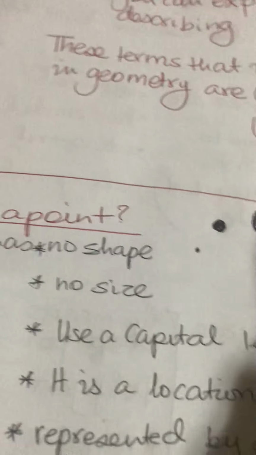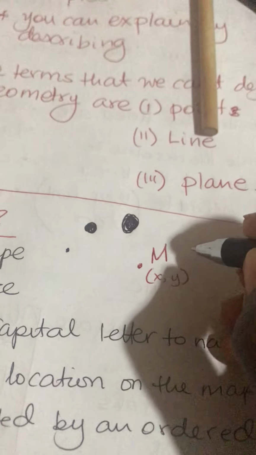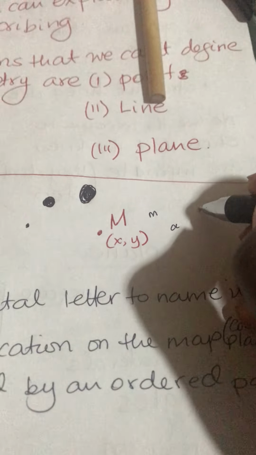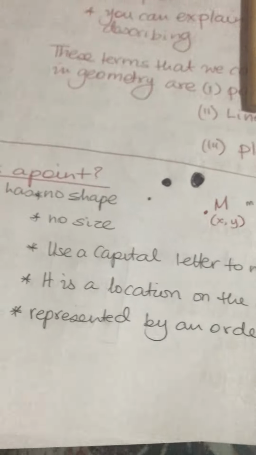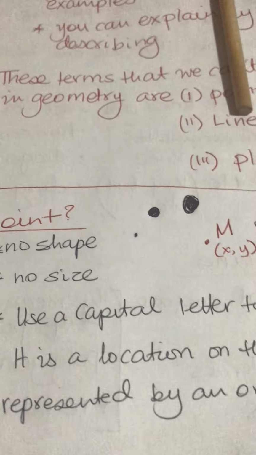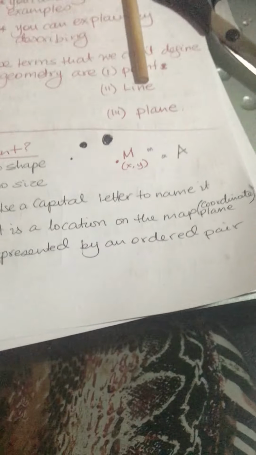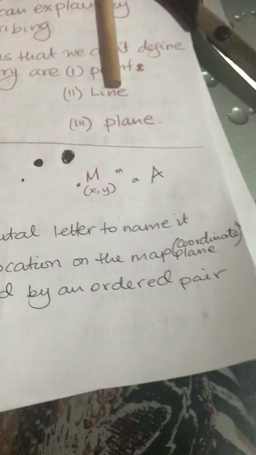When we name it, we use a capital letter. Let me not catch you writing small m and calling it a point, or small a. You must use capital letters. Okay? A point represents a location. So if I want to show where Dubai is on the map, I will put capital D and I will put a point like that. Okay? So a point represents a place, a location. A location on a map.